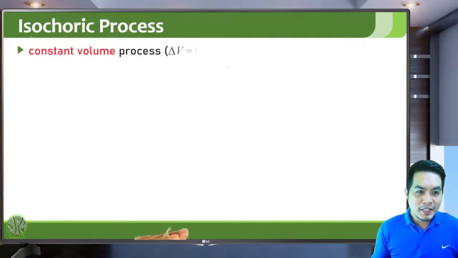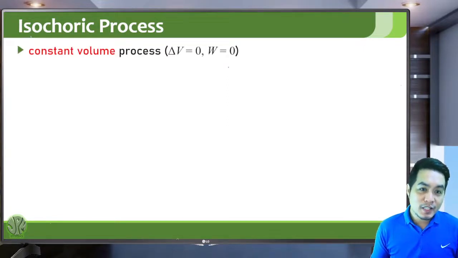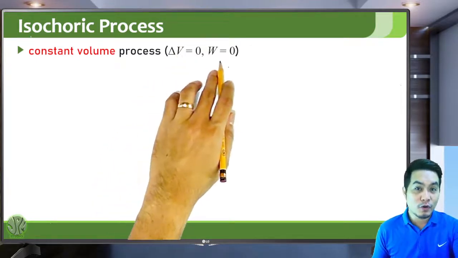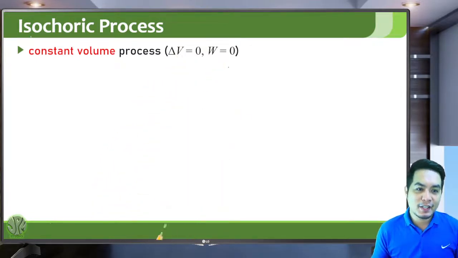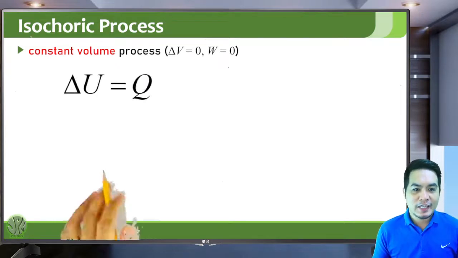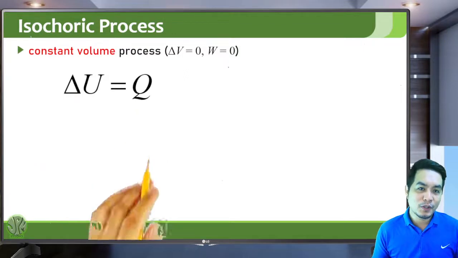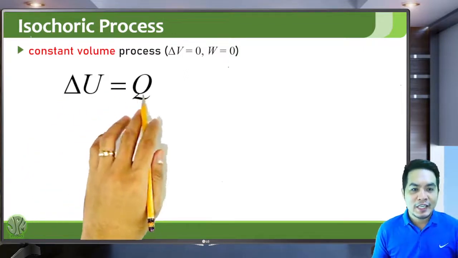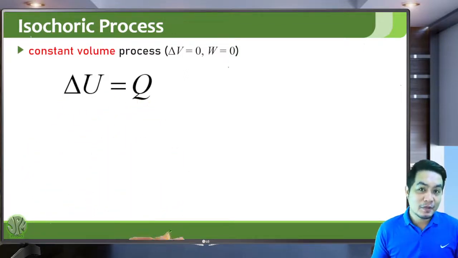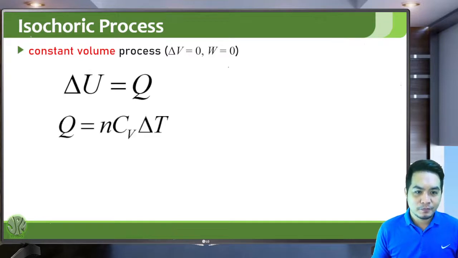The second process is an isochoric process. It's a constant volume process. So meaning the change in volume is zero, meaning the work done by the system is zero because there's no change in volume. In that case, the first law of thermodynamics just becomes delta U is equal to Q. So the change in internal energy is just equal to the heat absorbed by your system.